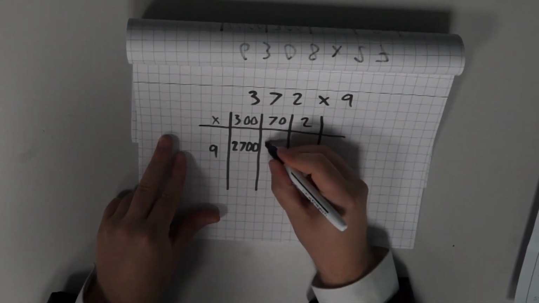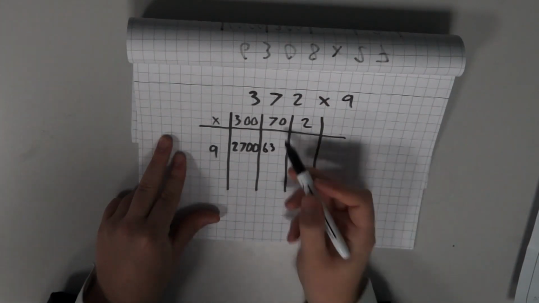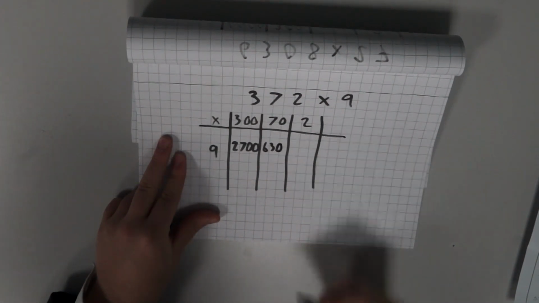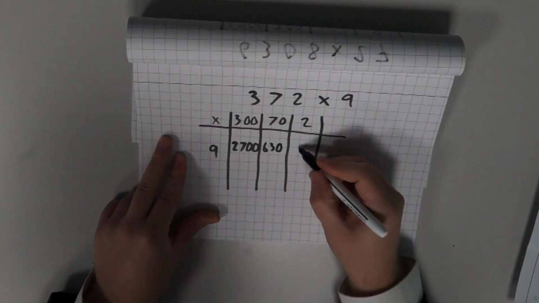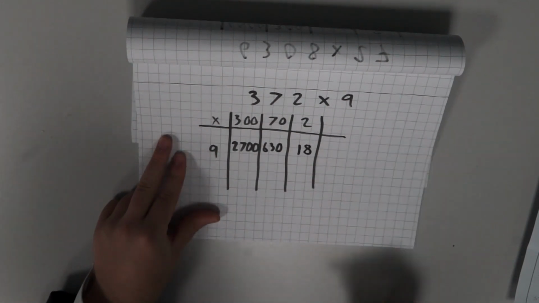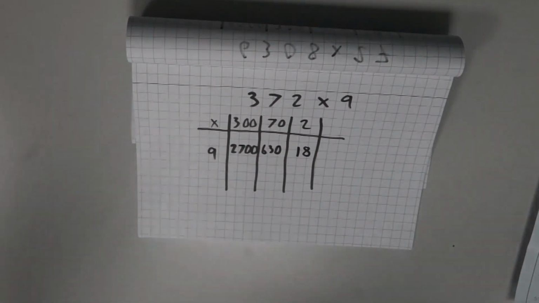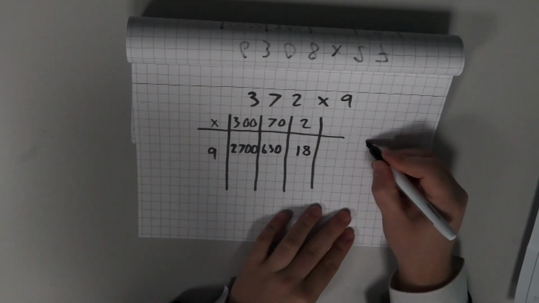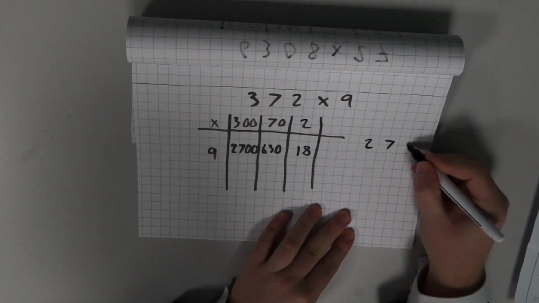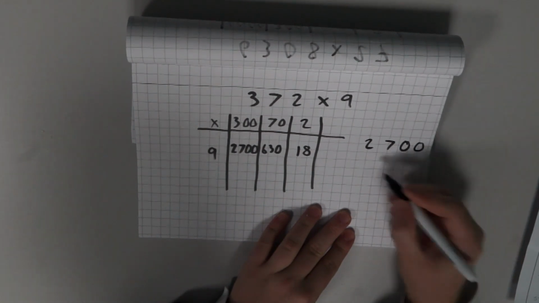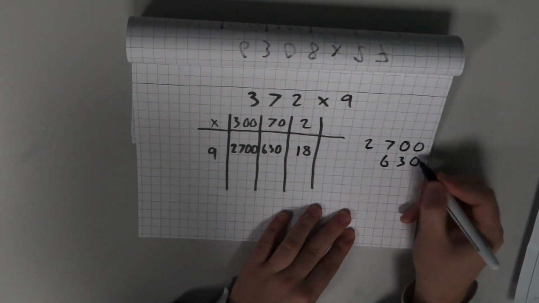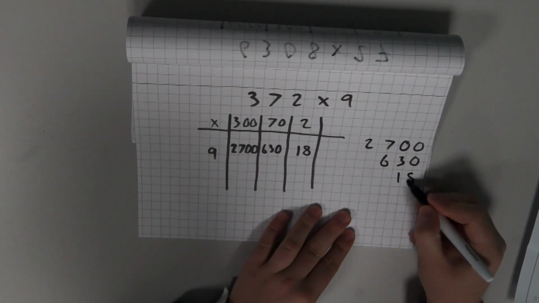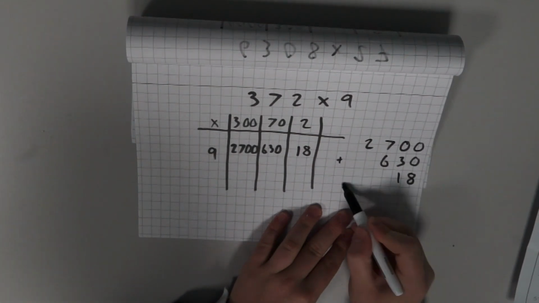9 times 7 gives me 63. 1 zero from the 70, add that in. 9 times 2 gives me 18. Then I'm going to add these up, again the SWB way that we've shown you a few weeks ago. So I've got 2,700, I've got 630, and I've got 18. So I'm going to add these up.